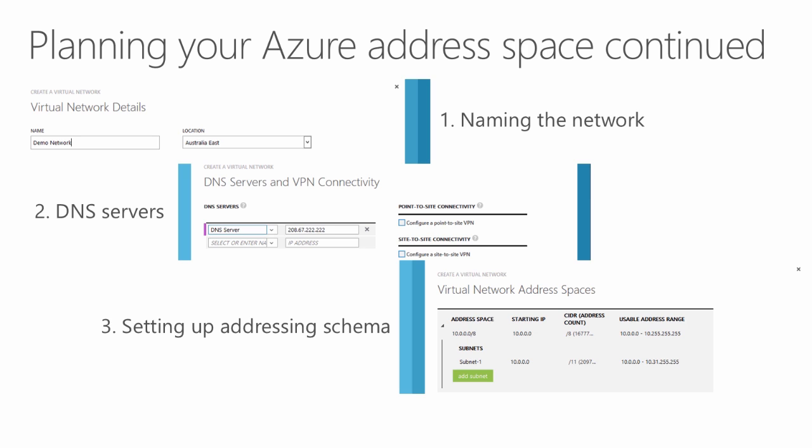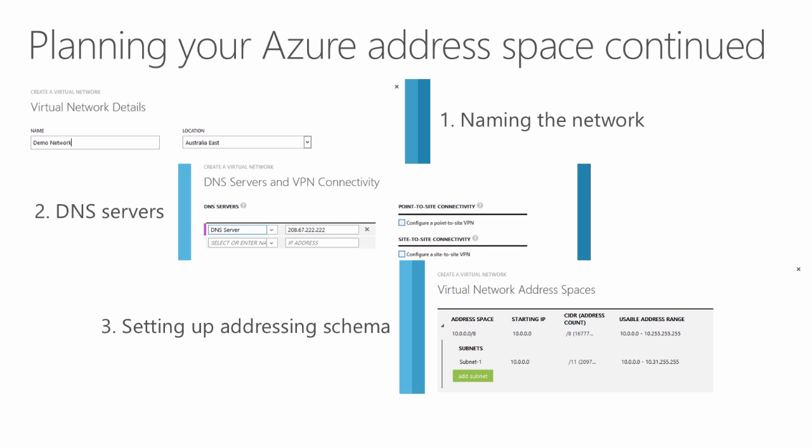In the second step, we can create an entry for a DNS server and configure a site-to-site VPN. We are only interested in setting up DNS at this point, as we will configure the VPN manually. DNS is configured by entering the IP address of a DNS server and then giving it a name.